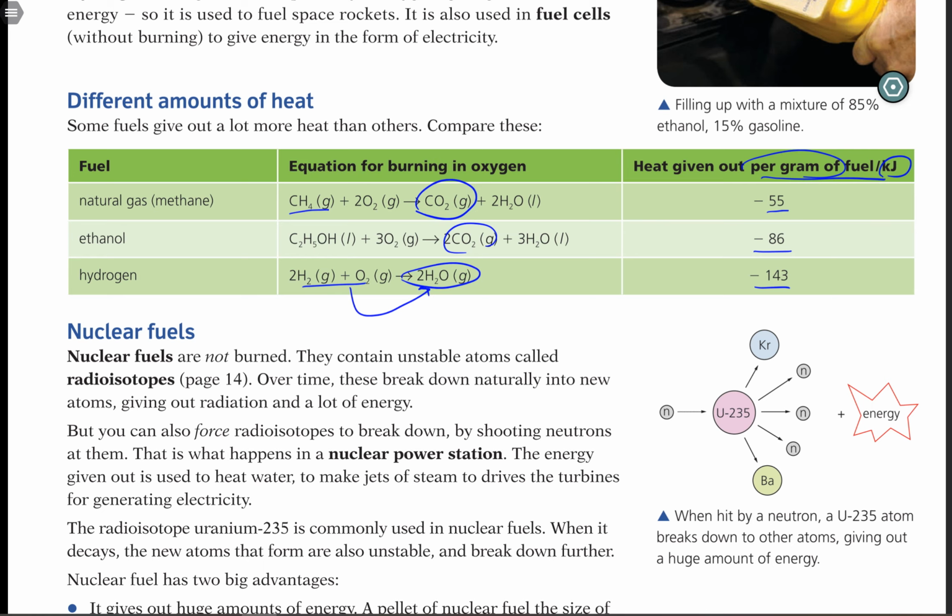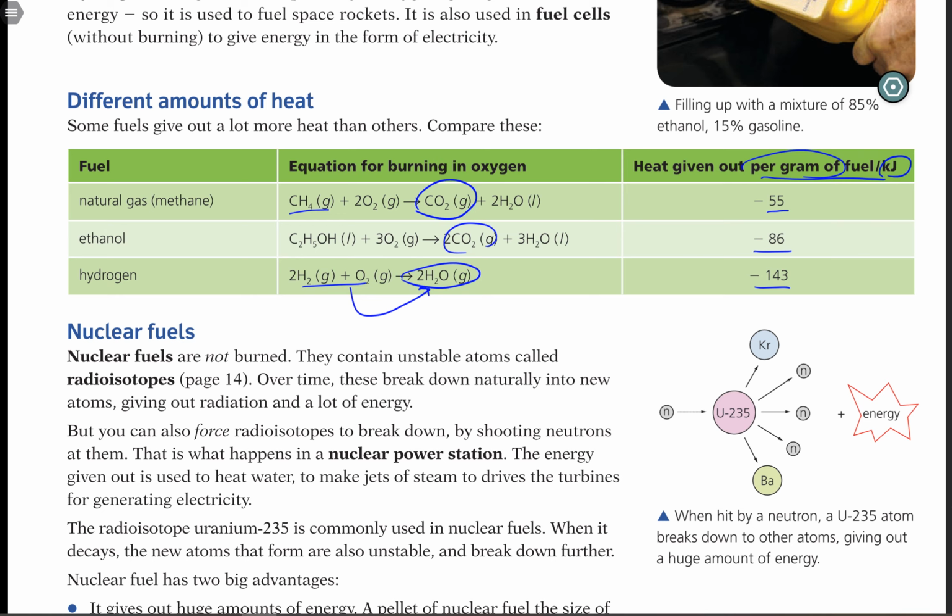So if we only consider the information given in this table, we can see that hydrogen is the better option as a fuel because it produces more energy per gram of the fuel, and it only produces water. It doesn't make pollution. So hydrogen is the better option if we only consider the information given in this table.